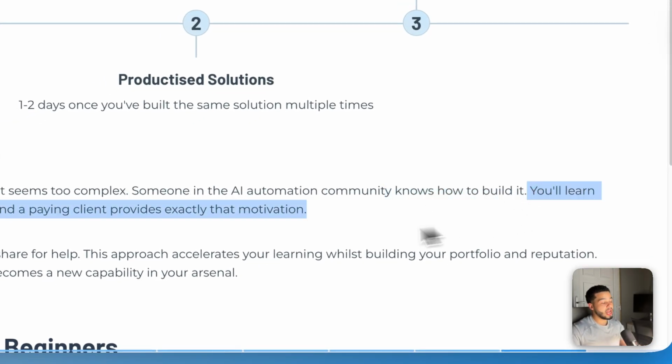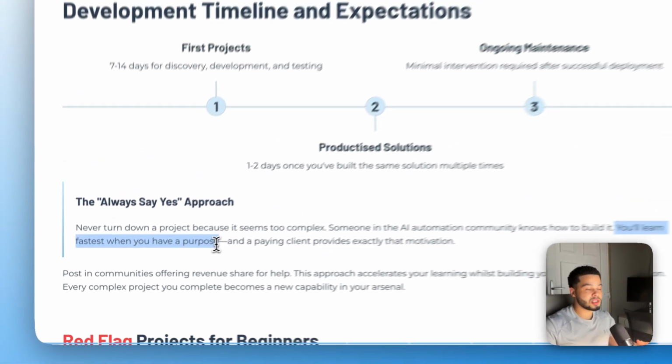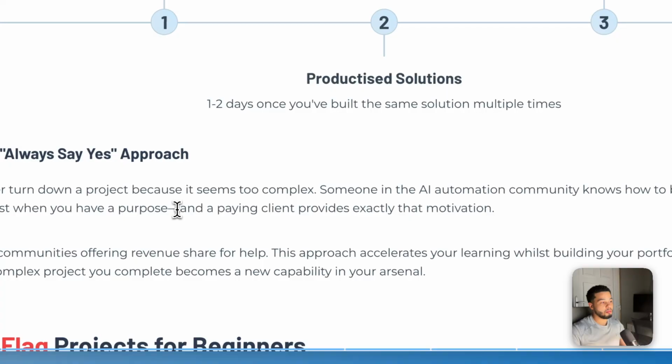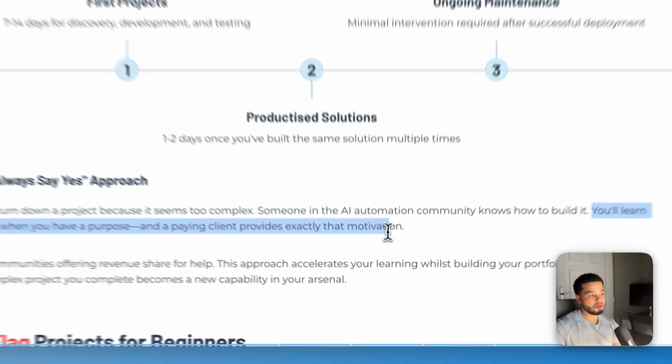You'll learn a lot faster when you have a purpose, and something that you may think, oh, I won't be able to do that now. When you have somebody that's paid you, you'll be shocked at how fast you can learn and how fast you can fix this problem or figure it out. And a paying client provides exactly that purpose and motivation.